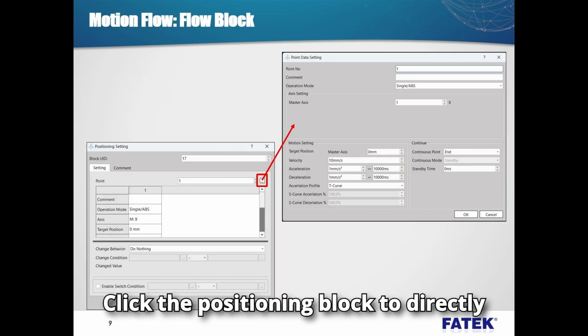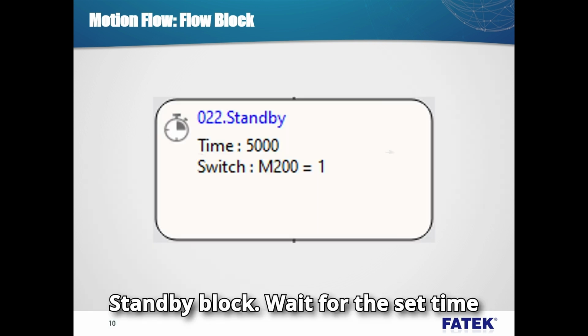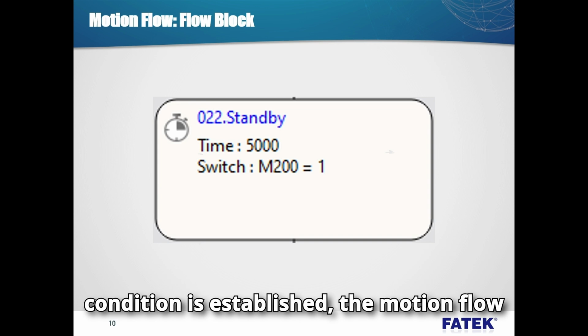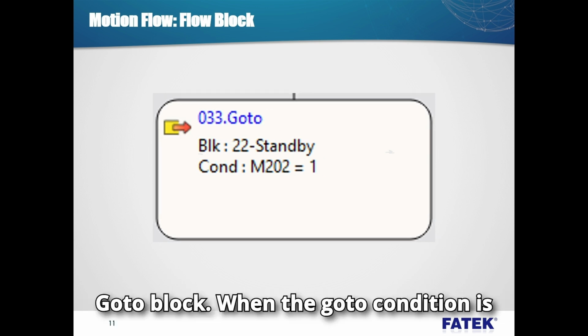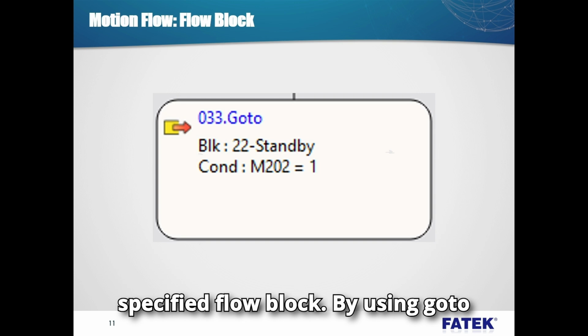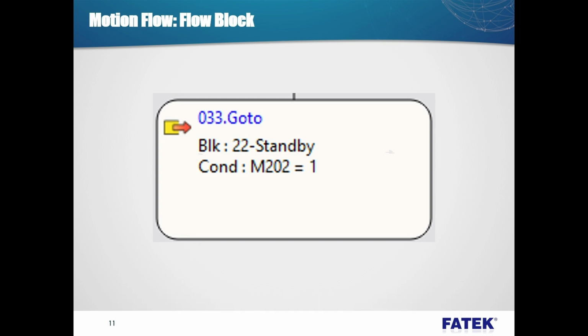Click the positioning block to directly set the point table parameters. Standby block: wait for the set time after activation. When the switch condition is established, the motion flow proceeds to the next block. Go-to block: when the go-to condition is established, the flow moves to the specified flow block. By using go-to blocks, a flow control loop can be created.